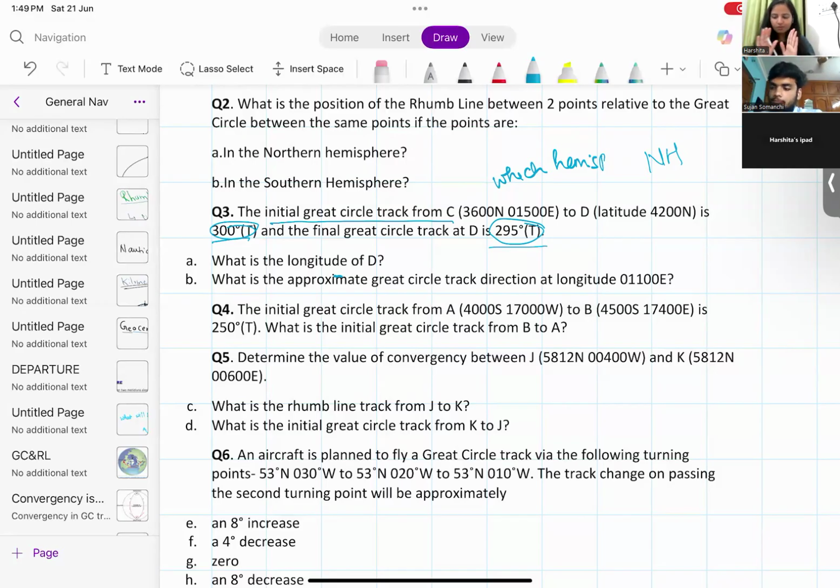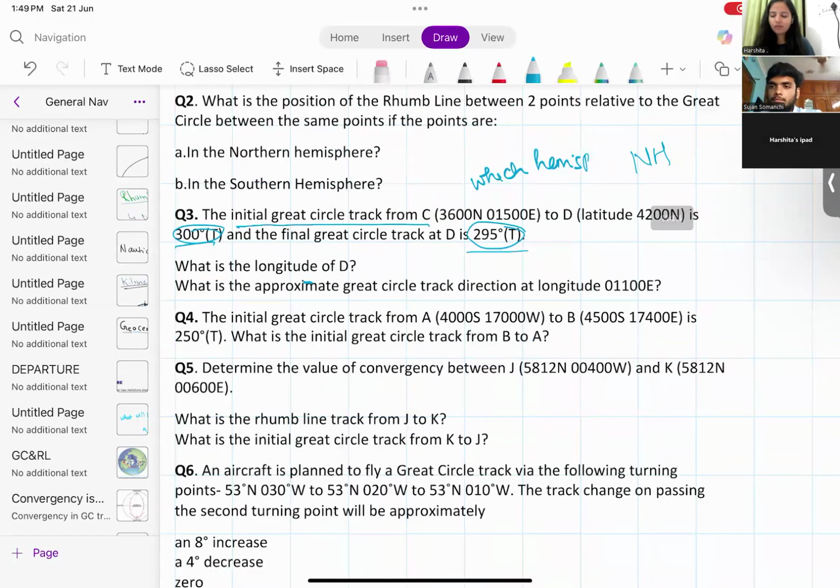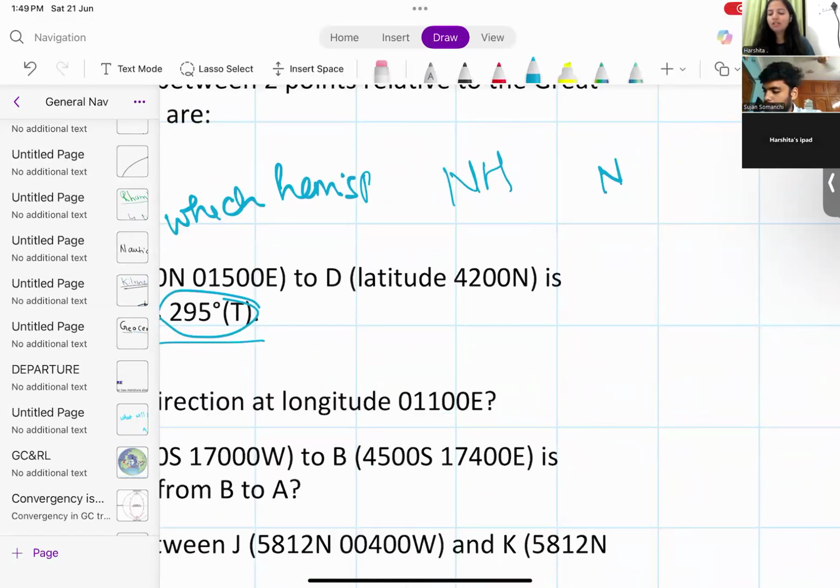The final is the convergence, 295. Now stop. You are in the northern hemisphere. If you were on the east side, the value should have been increasing, right? Increasing, yes. But you see that from 300 it is going to 295. It's decreasing. So in the northern hemisphere, it is only possible in the west direction. So now we know you are going in the northern hemisphere, in the west direction, and your great circle track is decreasing.